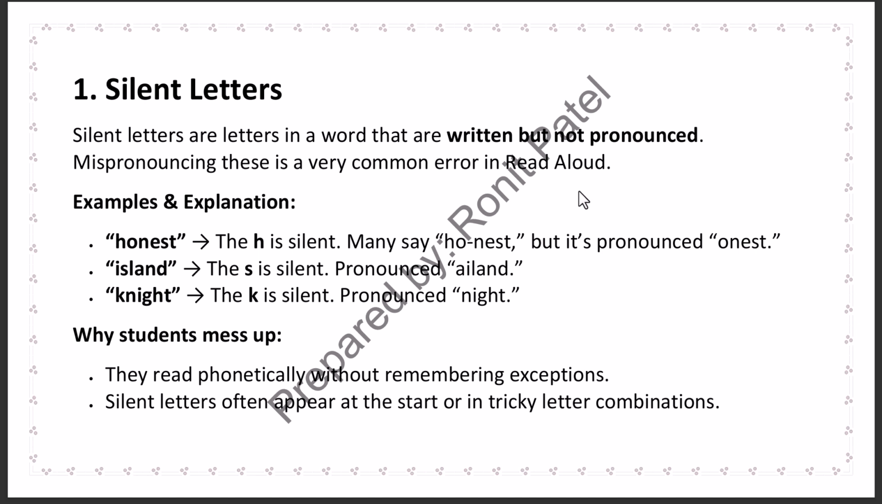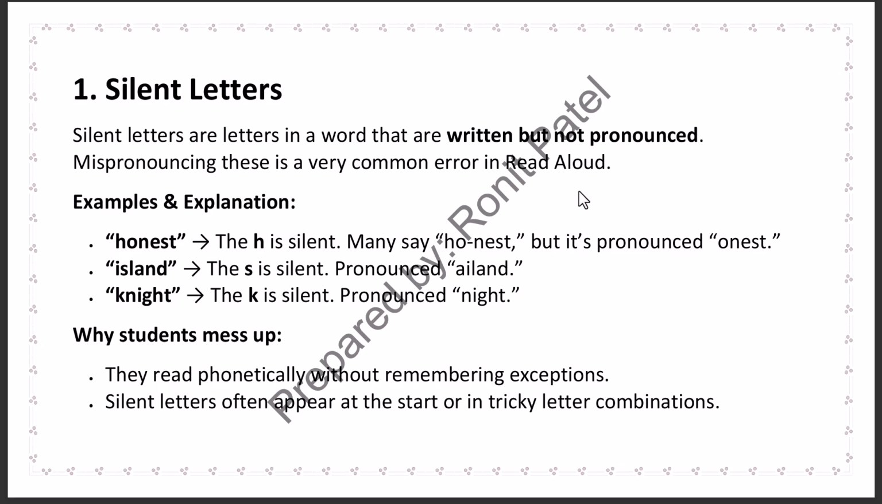Let's begin with something that looks simple, but is actually one of the most dangerous pronunciation traps in read aloud. Silent letters. Now think about this. English spelling and English pronunciation are not perfectly connected. Many letters are written but never spoken. For example, honest. We do not say the H. Island. We do not pronounce the S. It is not Iceland or Island. It's island. Then night. The K completely disappears. It is not knight. It's night.